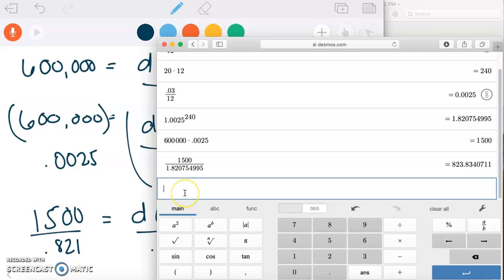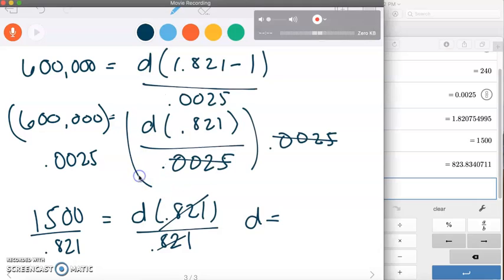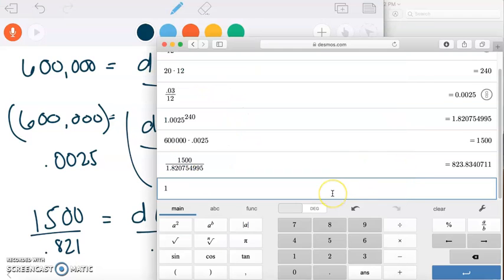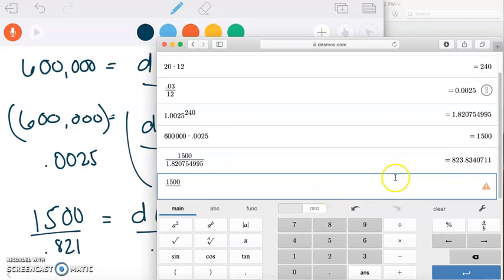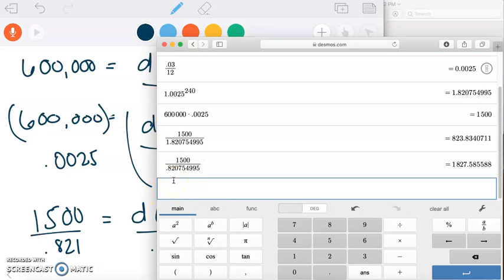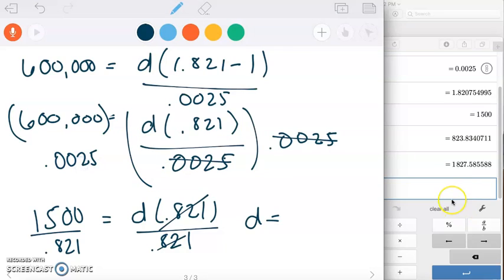Oops, hold on. I'm so sorry. Let me do this again, because I forgot this was before we subtracted 1. So we just want the 0.821. So we're going to say 1,500 divided by, and we're only going to copy and paste this part. That was a mistake. Again, we didn't want that 1 in front. All right, now that tells us that D equals 1827.59. That's our final answer.